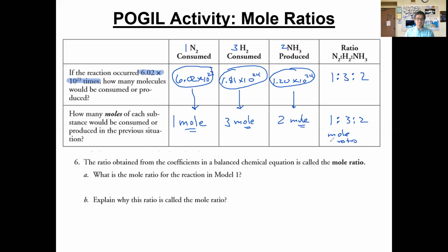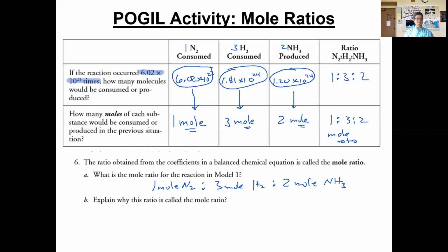Okay, the ratio obtained. So make sure you understand the mole ratio we obtained from this one, and I wrote it here for you already. The mole ratio is going to be 1 mole of nitrogen to 3 moles of hydrogen to 2 moles of ammonia, and that is our mole ratio.